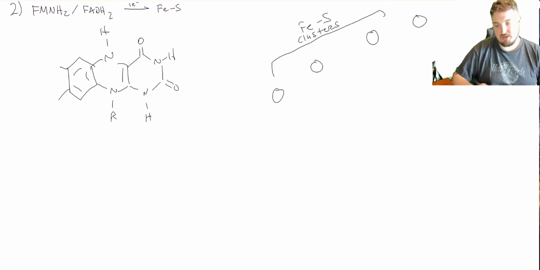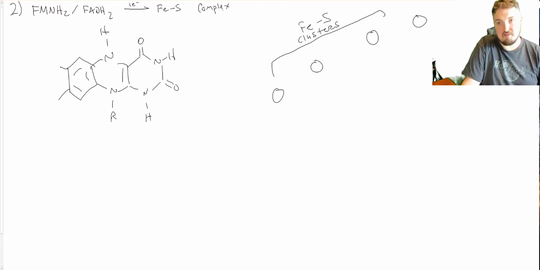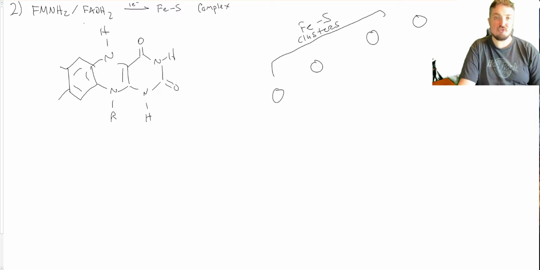All right, so now we're going to start to see something a little different. This is, for example, the second part, the second phase of complex 1. Though it also happens in complex 2 via an FAD. The chemistry is identical because they have the same isoalloxazine ring.